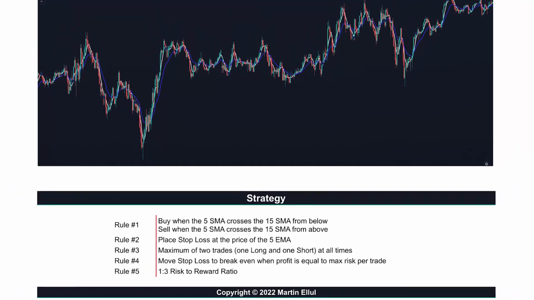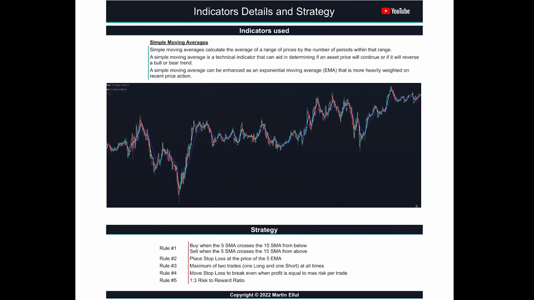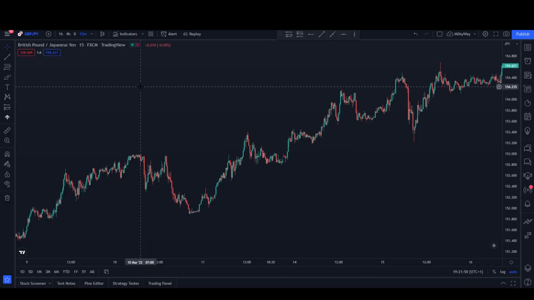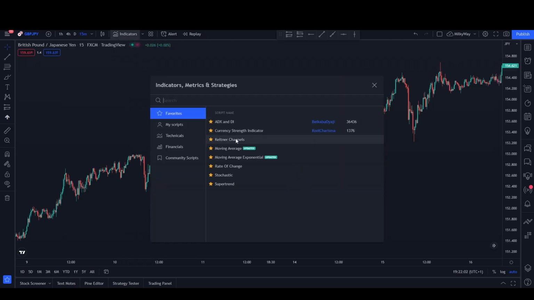So let's get on the charts now so I can show you a few examples of the strategy, and then we will dive into the 100 trade backtest. So here you go guys, on the charts with the British pound against the Japanese yen on the 15-minute time frame. So we'll go ahead and add the 2 SMAs. So I've got them saved here.